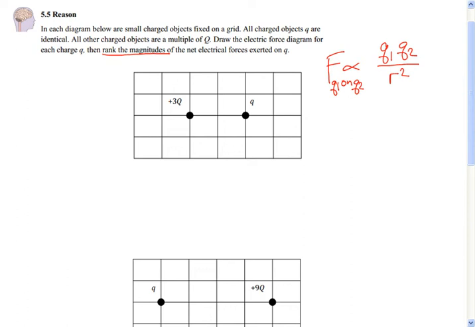Rank the magnitude, okay? In other words, how strong of the net electrical forces exerted on little q. So this is the object of interest, this small charged object. What is it in real life? Well, it could be lots of things. You could be doing particle physics with little bits of atoms. You could be doing an engineering project. But try to make some physical picture of what's going on here.